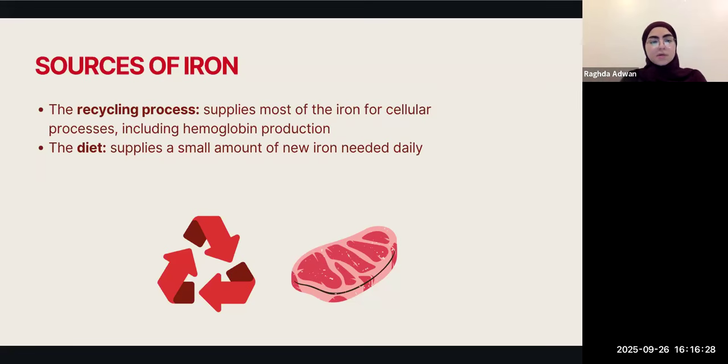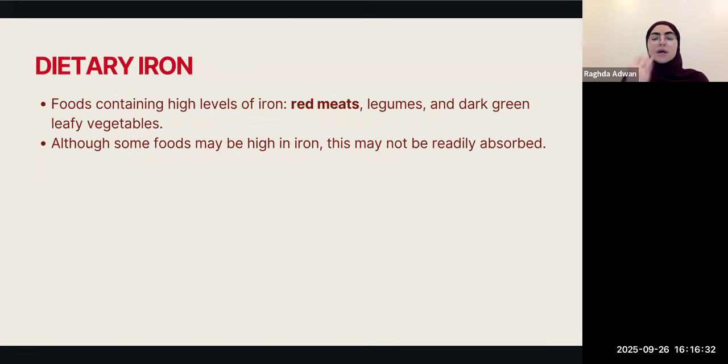And obviously, we also eat some iron especially in things like meat, but also in vegetables. So dietary iron, the majority of the foods which have high levels of iron are obviously red meats, but also things like legumes and green vegetables, etc. Some foods may be high in iron, they may not be readily absorbed. This is important when it comes to the form of iron and how we absorb iron.